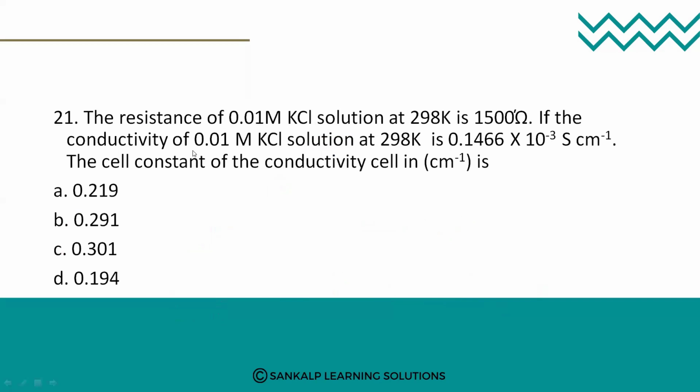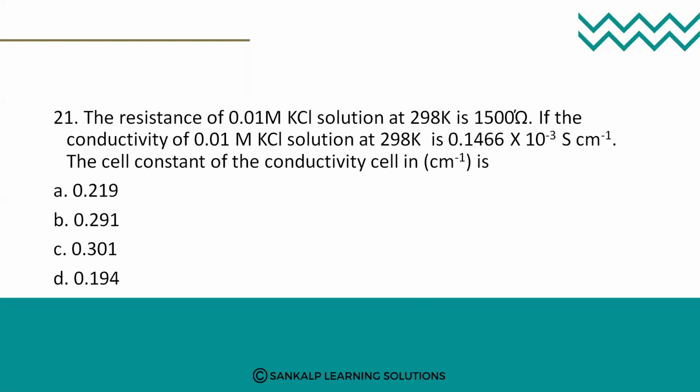The resistance of 0.01 molar KCl solution at 298 Kelvin is 1500 ohms. If the conductivity of 0.01 molar KCl solution at 298 Kelvin is 0.1466 into 10 raised to minus 3 Siemens per centimeter, the cell constant of the conductivity cell in per centimeter is. So these are the four options. How are we going to solve?